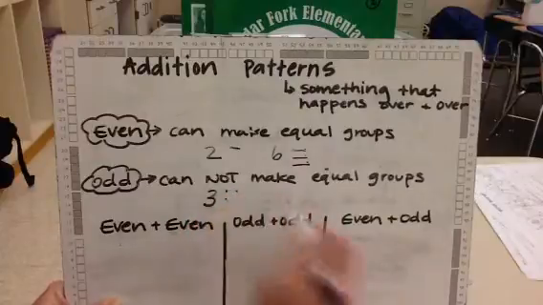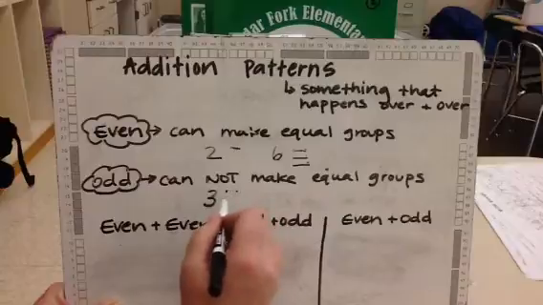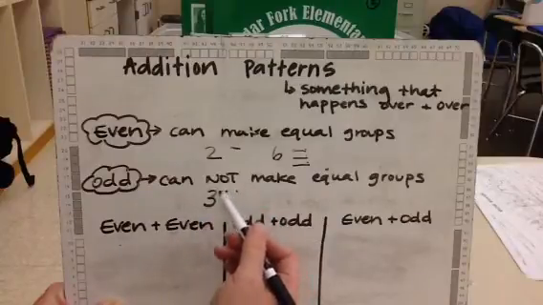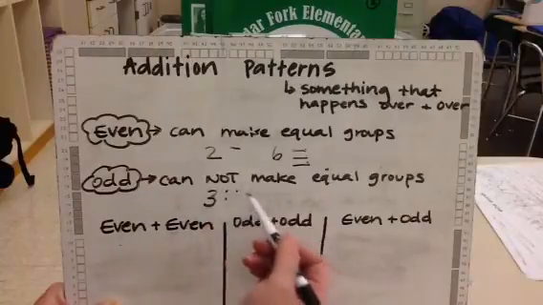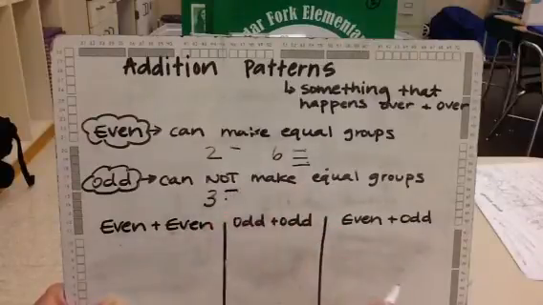3 dots here. I cannot make equal groups. If I pair them up here, this one's going to be left over. Or if I make a group here, this one's left out. I have a group of 2 and a group of 1. It's not going to work. That is an odd number.